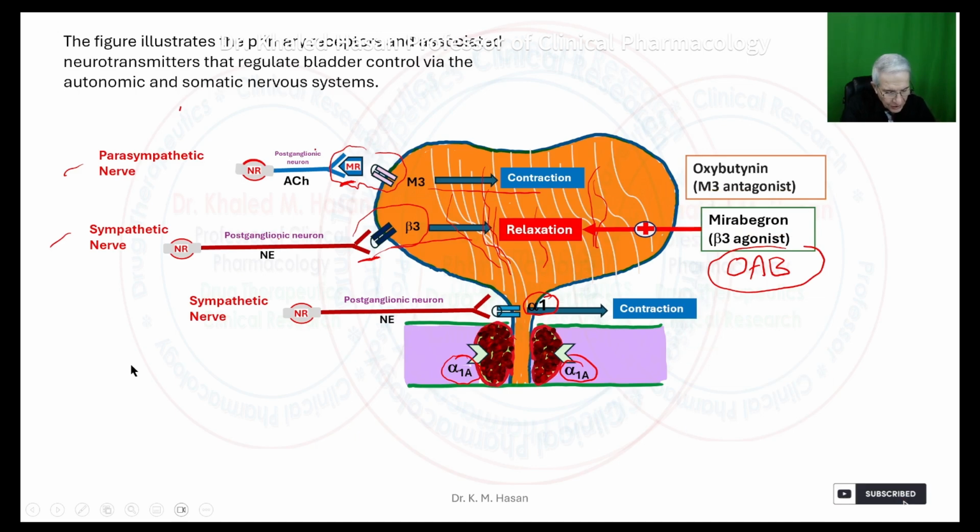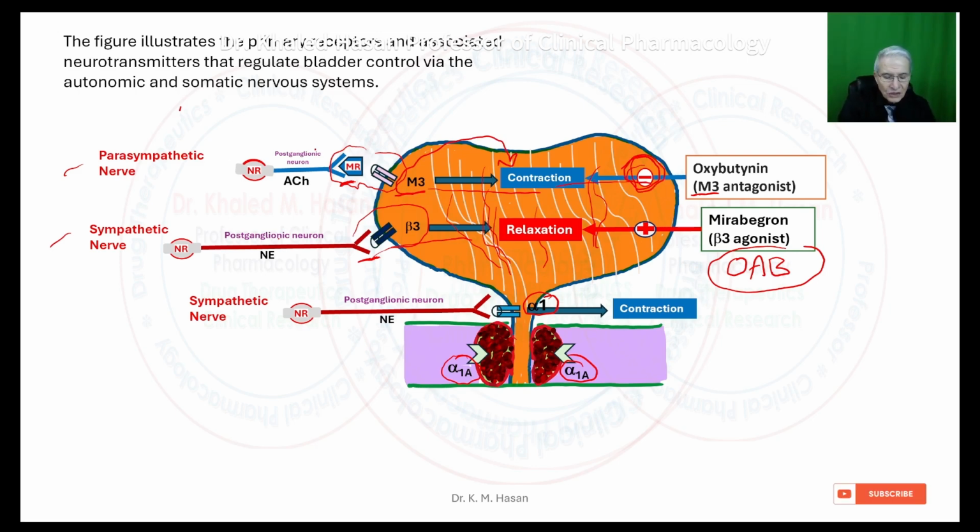Okay, another medication, oxybutynin. Oxybutynin is considered a muscarinic antagonist. How does this medication work? Oxybutynin blocks the muscarinic receptor, because if you stimulate the M3 muscarinic receptor, the result will be contraction. What happens if you block the muscarinic receptor? The result will be relaxation.